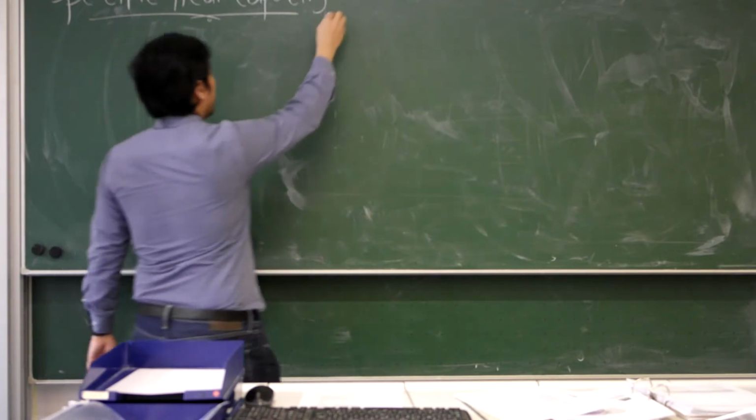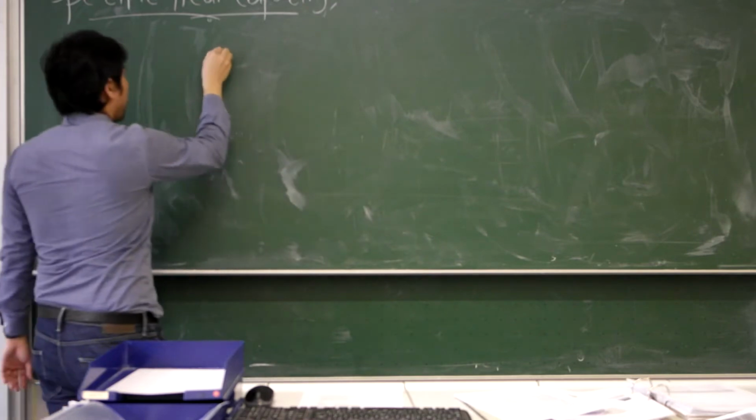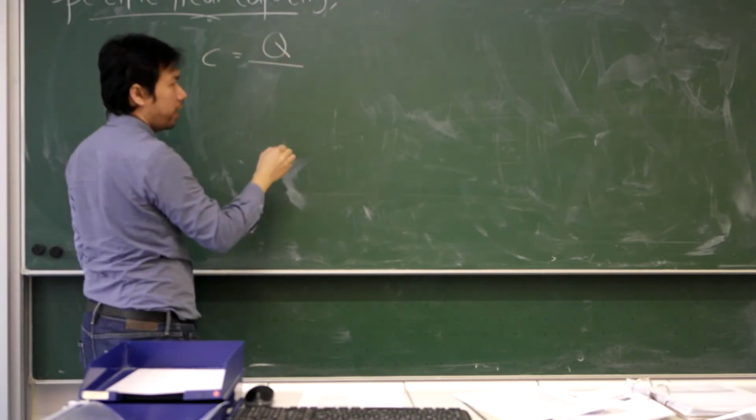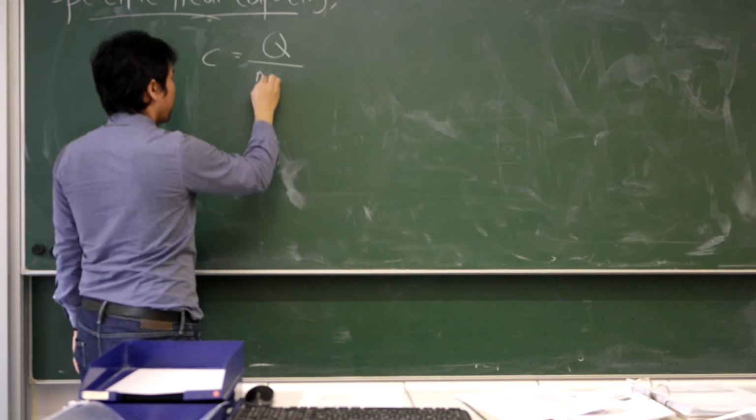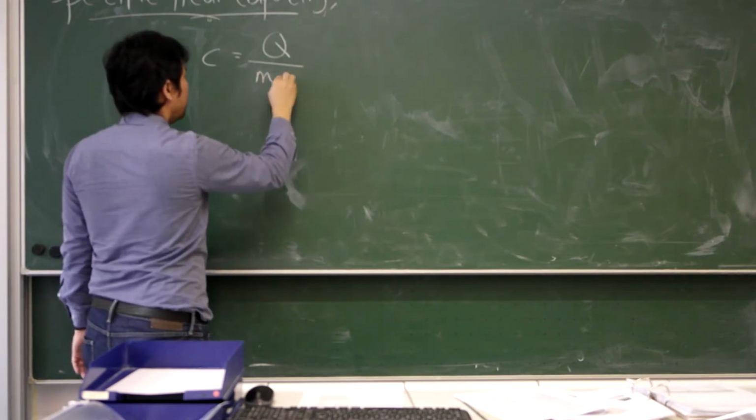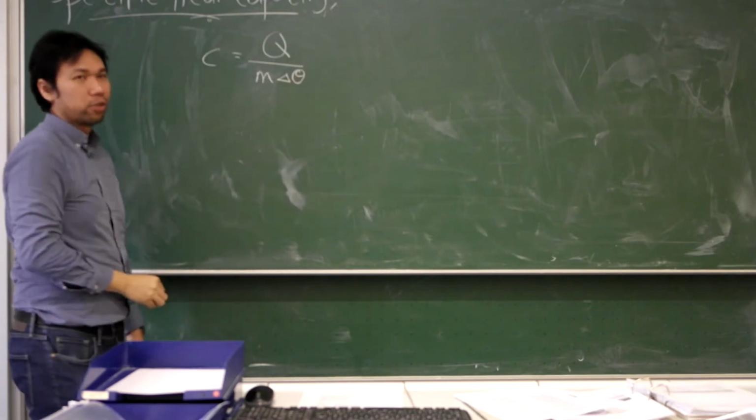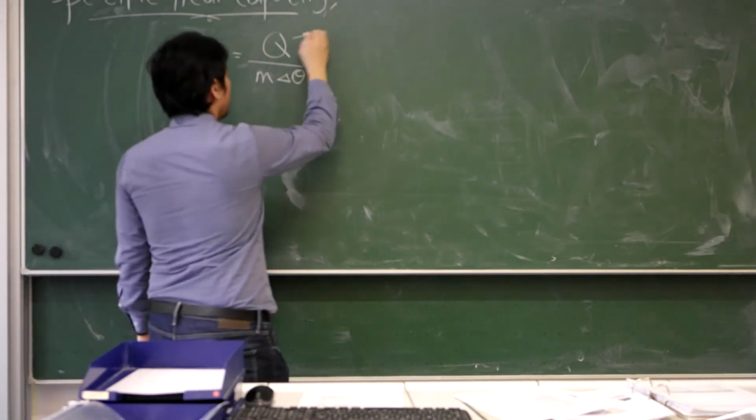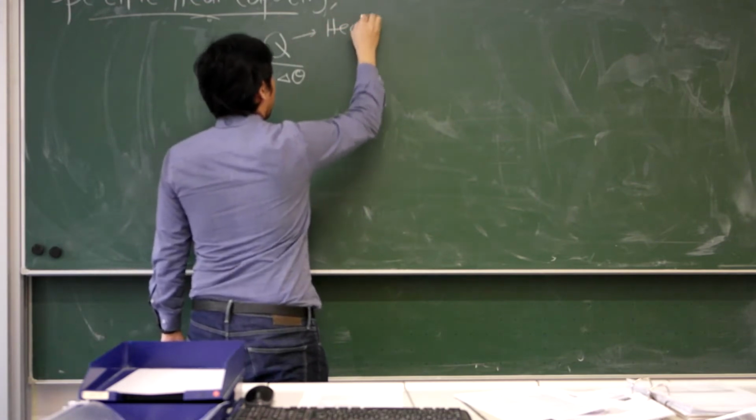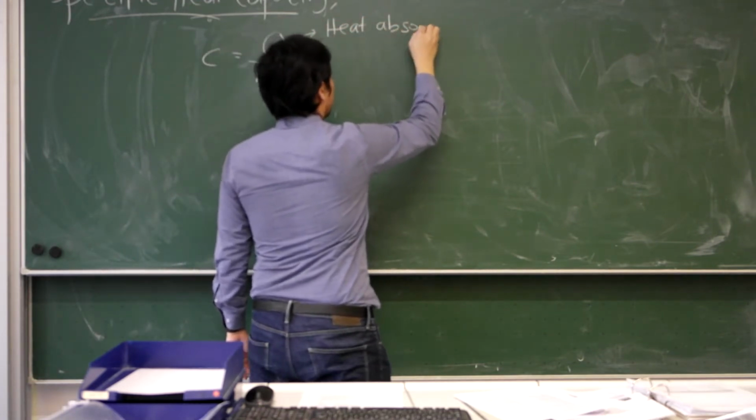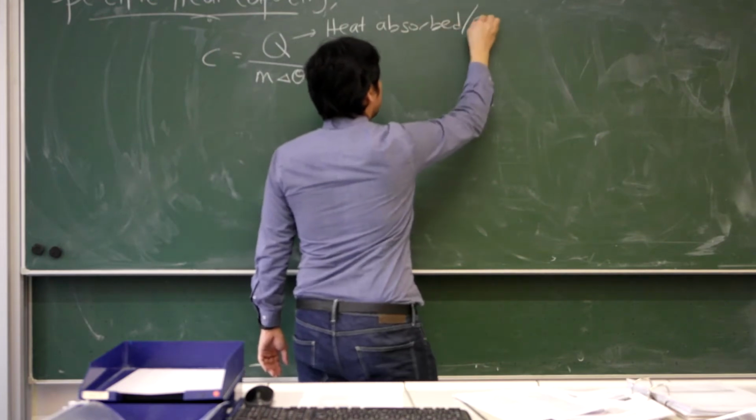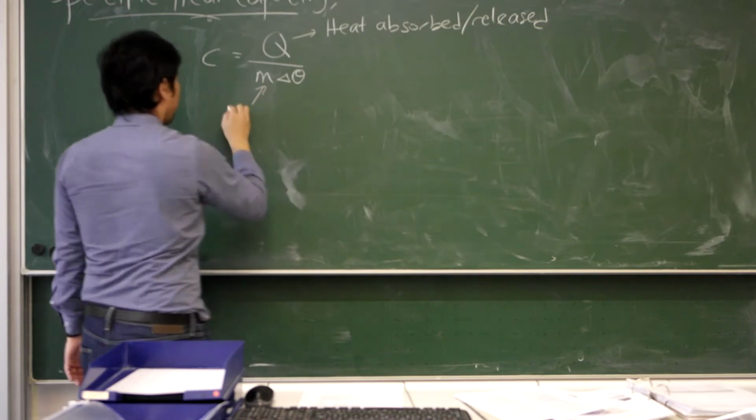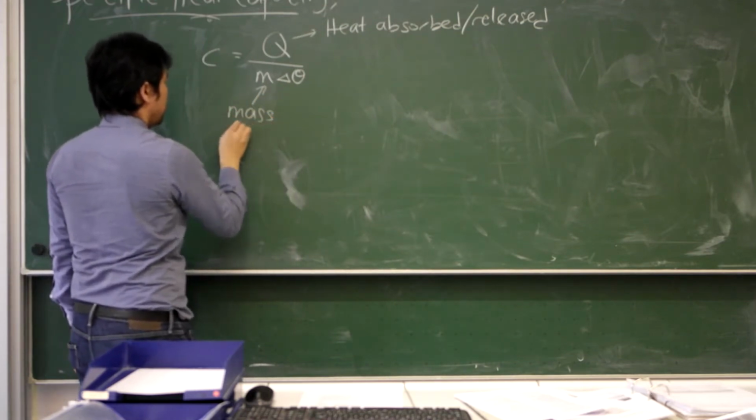So specific heat capacity, the symbol is C. Specific heat capacity is the amount of heat Q required to raise the temperature of a kilogram object by 1 degree Celsius. Very good, you got it right, okay? So C stands for specific heat capacity, Q stands for heat absorbed or released. And then M stands for mass. Okay, this is in kilogram.